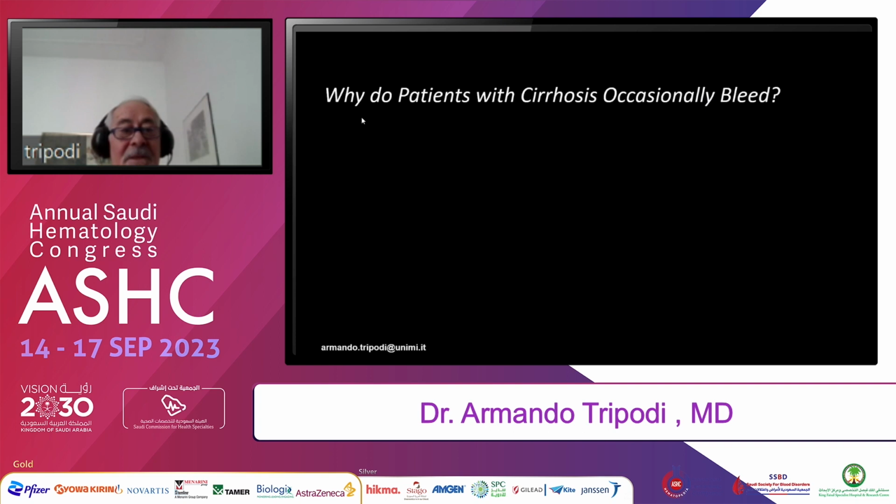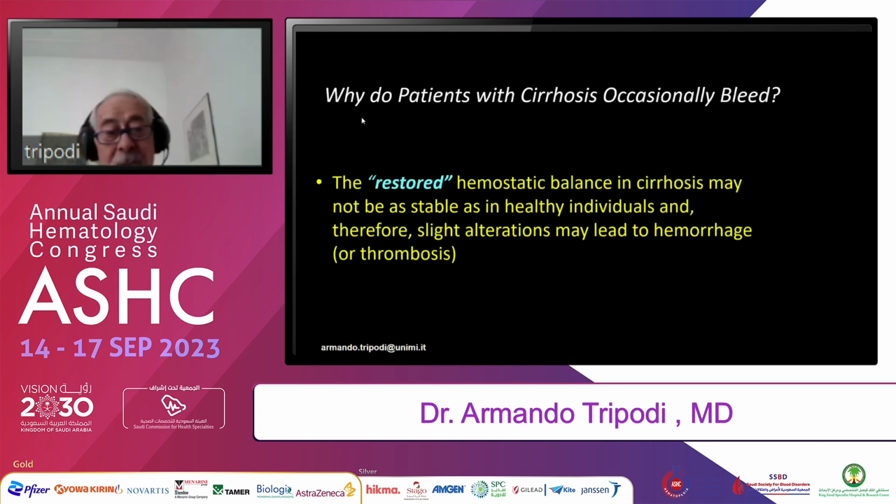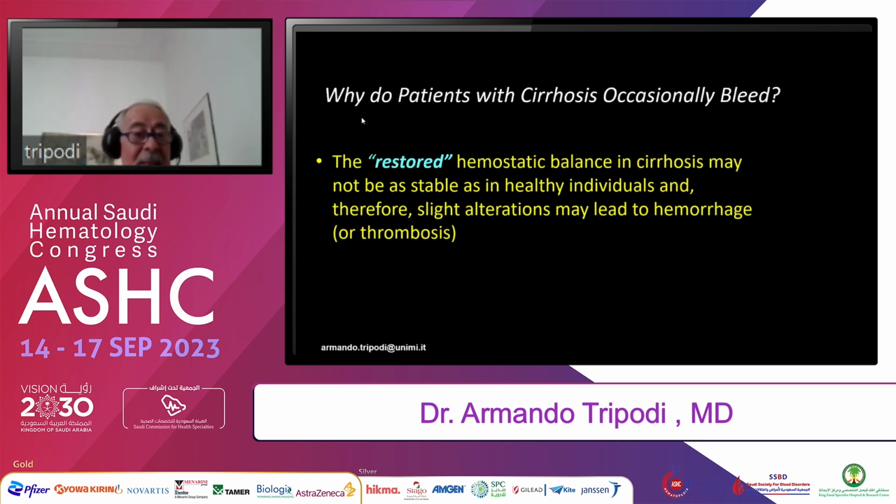So now the question would be, why do patients with cirrhosis occasionally bleed if thrombin generation and hemostasis are rebalanced? There could be two explanations. The first one, as I mentioned, is that the restored hemostatic balance in cirrhosis is not as stable as it is in healthy individuals, and therefore any alteration may lead to hemorrhage or thrombosis. This seems to be paradoxical, but it is a situation which happens very often.